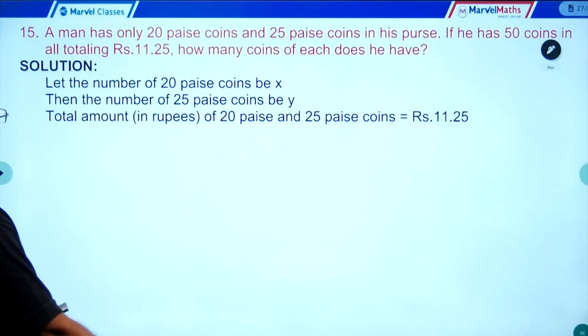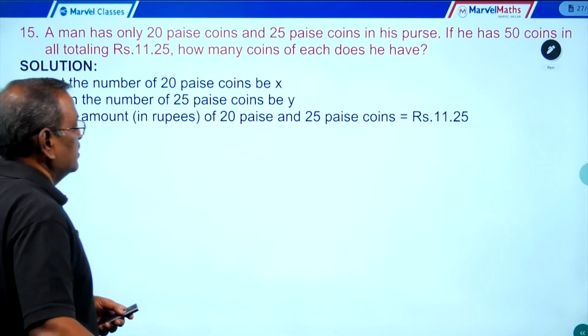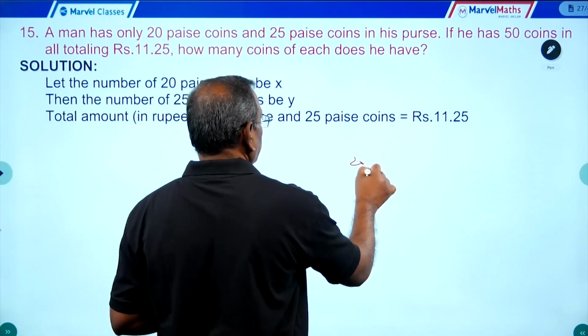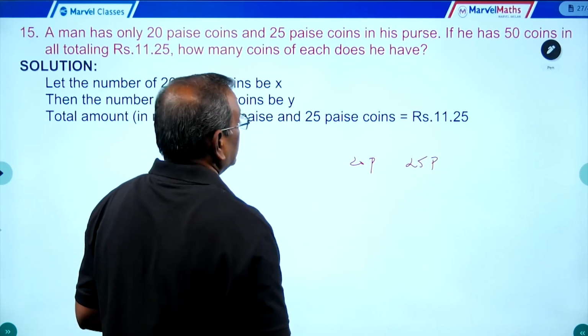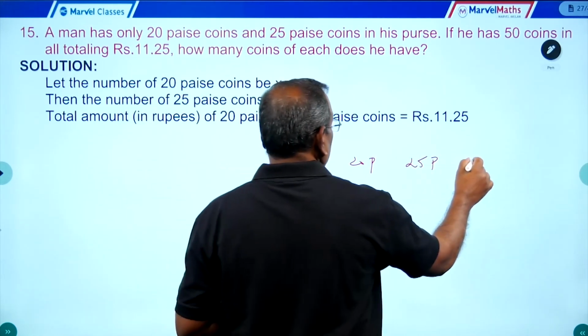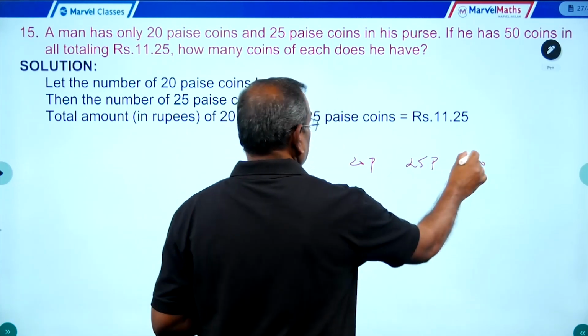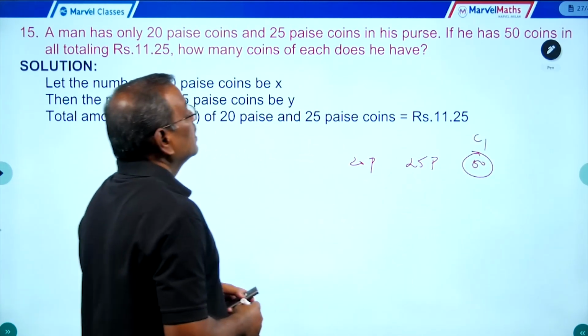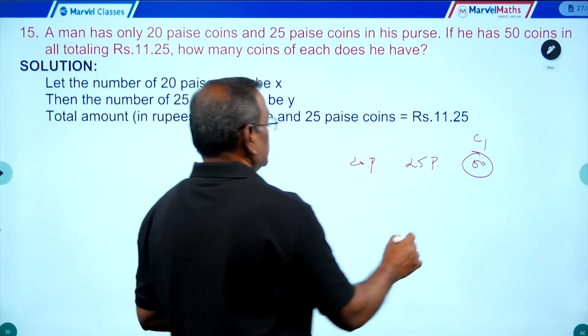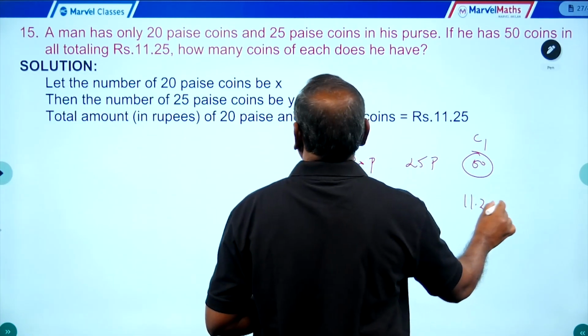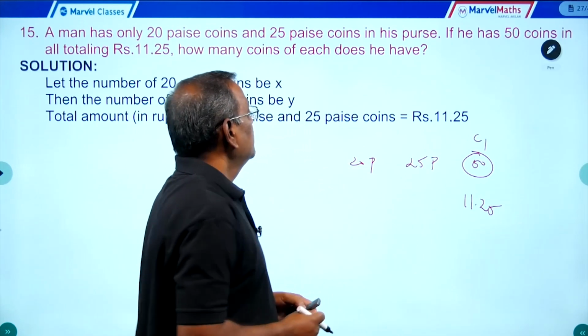Next word problem. A man has 20 paise coins and 25 paise coins. If he has 50 coins in total, this is the first condition, condition number 1. And the total amount is 11 rupees 25 paise. How many coins of each does he have?